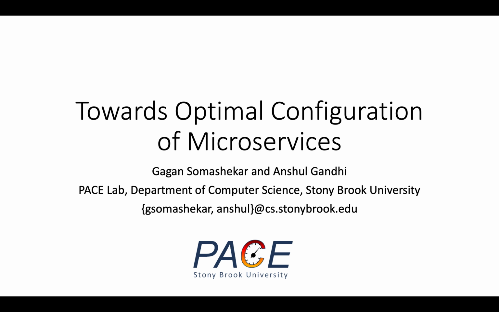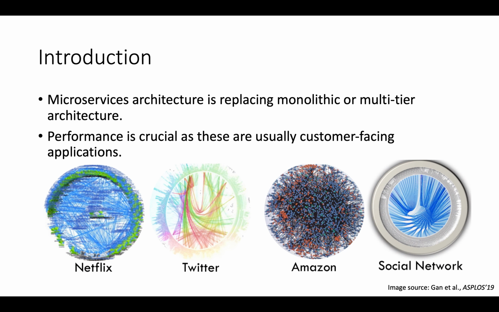Today I'll be talking about our work on finding the optimal configuration for distributed applications implemented using the microservices architecture. The microservices architecture allows applications to be decomposed into different interacting modules, each of which can then be independently managed for agility, scalability, and fault isolation. Hence, distributed applications implemented using microservices architecture are quickly replacing existing deployments implemented using monolithic or multi-tier architecture.